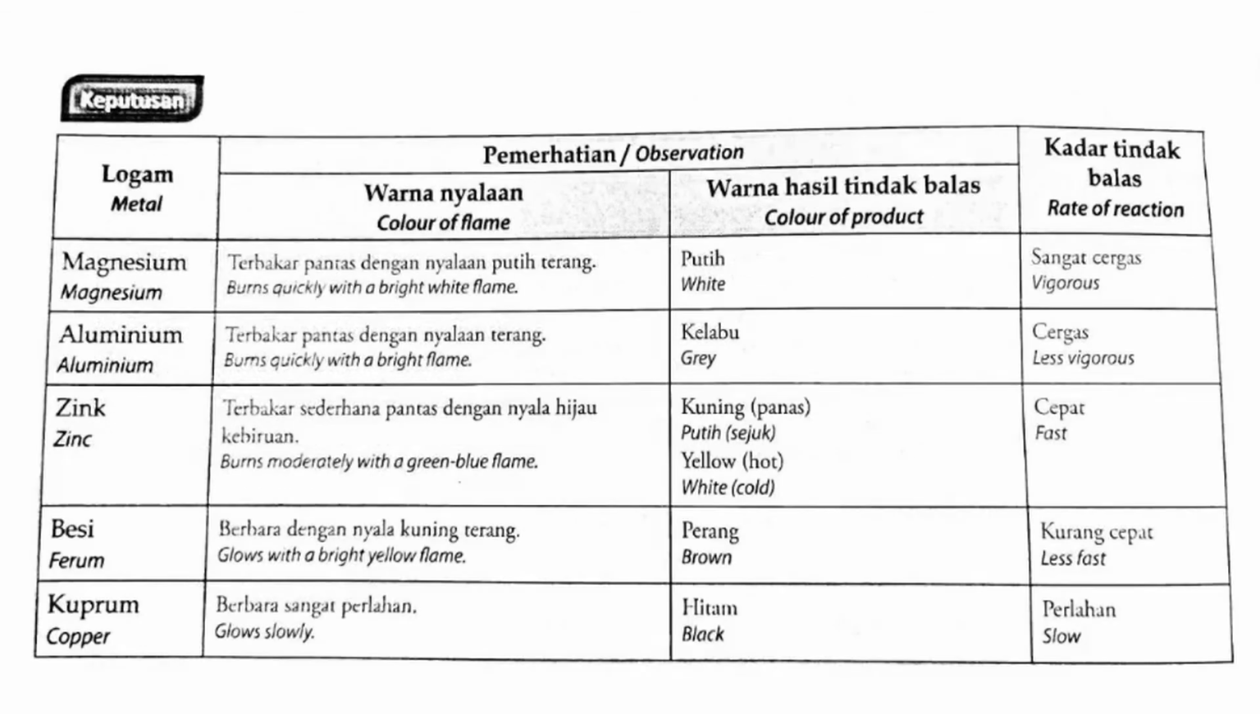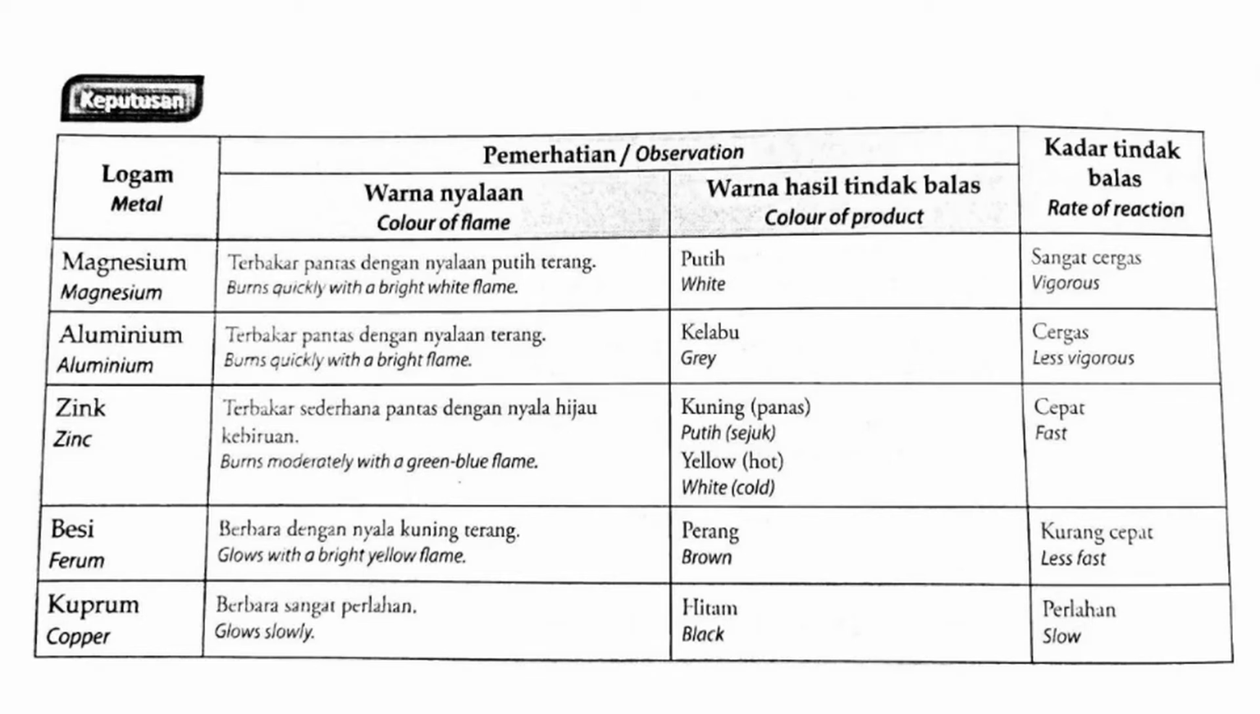Results: for metal magnesium, it burns quickly with a bright white flame. The color of product is white. So, the rate of reaction is vigorous. For metal aluminium, it burns quickly with a bright flame. The color of product is gray. So, the rate of reaction is less vigorous.